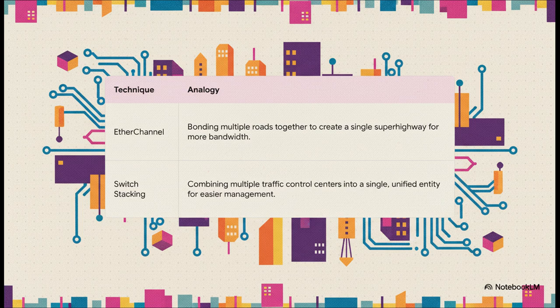And second is switch stacking. This is like merging all the individual traffic control centers into one single unified command tower, which lets you manage a whole bunch of physical switches as if they were just one big, powerful device.